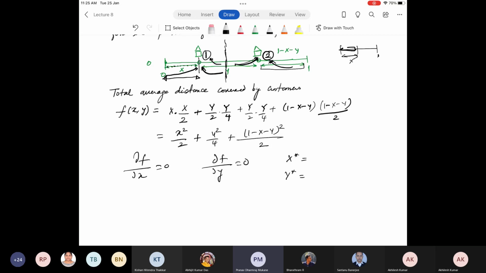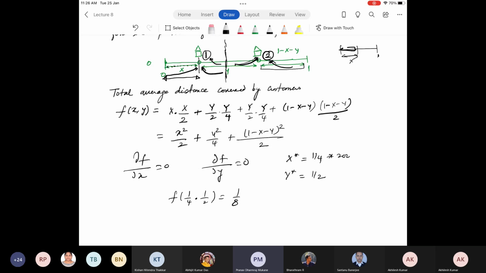So del f by del x will give you 2x by 2 on this side and 2 into (1 minus x minus y) by 2 with a negative sign, and the second equation will be 2y by 4 and 2 into (1 minus x minus y) by 2, again with a negative sign. You solve this simultaneously, you should get x bar equals 1 by 4, y bar equals 1 by 2, and f of (1 by 4, 1 by 2) equals 1 by 8.